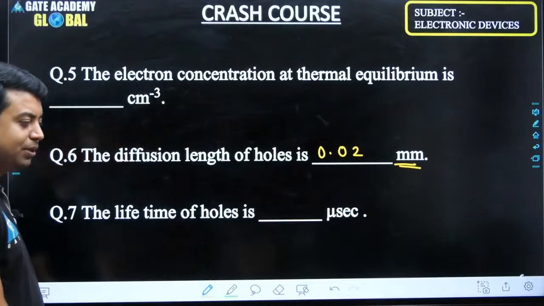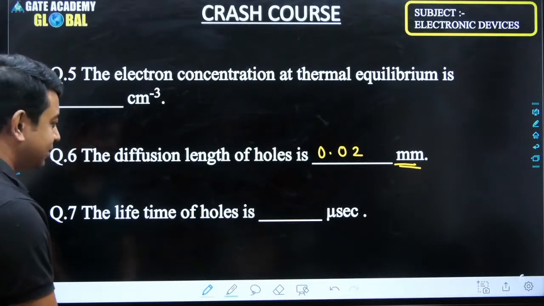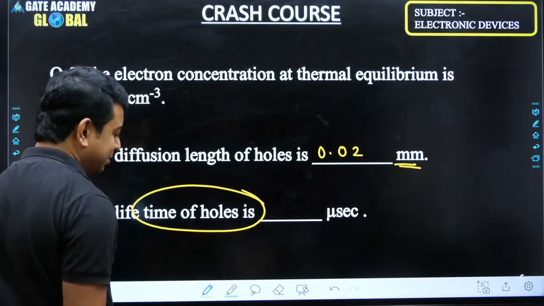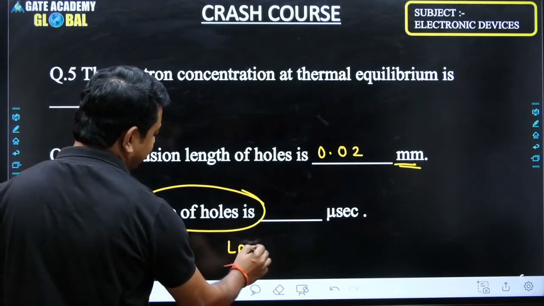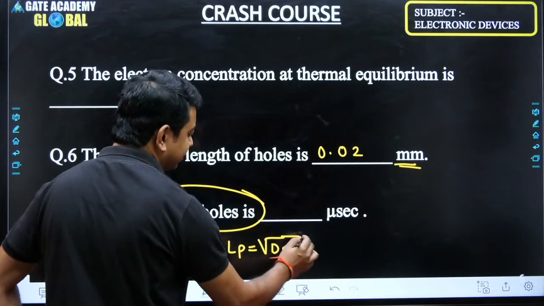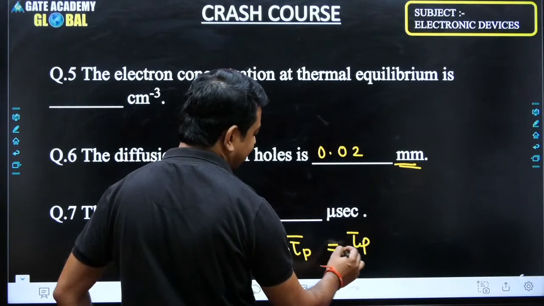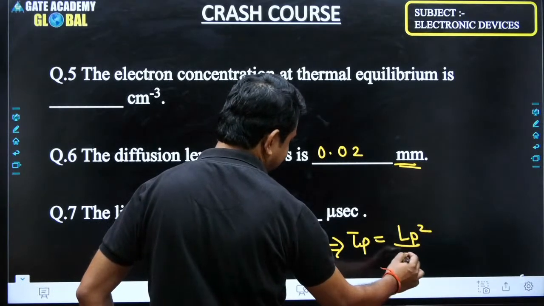Okay. What happened, Deepak Barnwal? The lifetime of hole, now we have to find out the lifetime. So, what will be the lifetime? We know that LP is equal to root over DP into tau p. Okay. So now, for the lifetime, tau p is equal to LP square divided by DP.